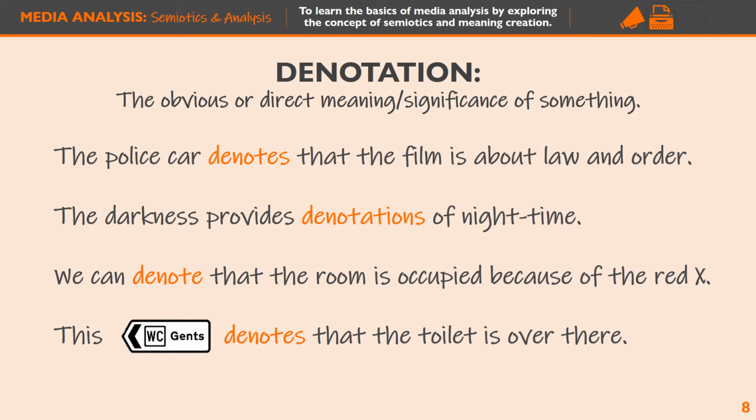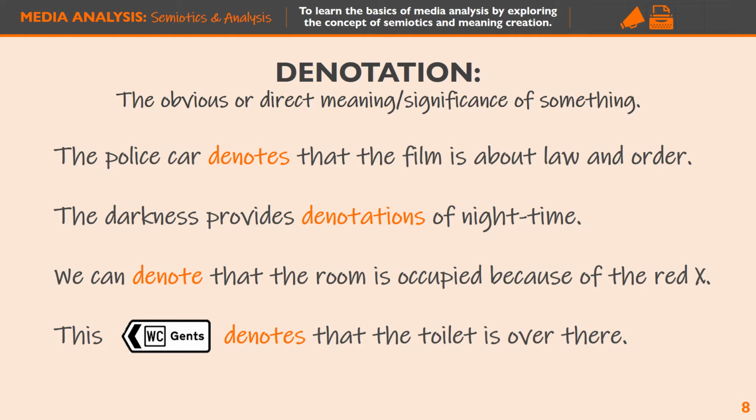Some other specific keywords that you'll need when analysing the media are denotation and connotation. Now these are different ways of exploring what something means. A denotation is the obvious or direct meaning something has. So for example, if you see a police car in a media product, it would denote that the film might be about law and order. The darkness in an advert can provide denotations of nighttime. We can denote that the room is occupied because of the red cross.